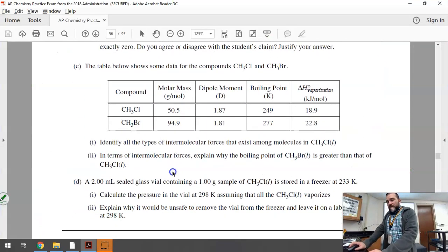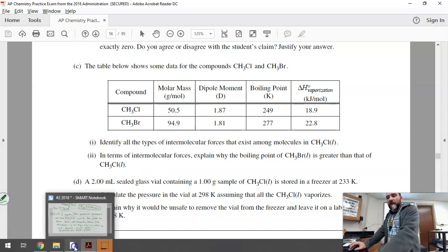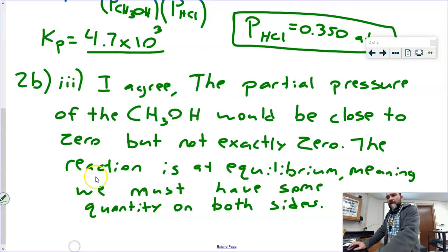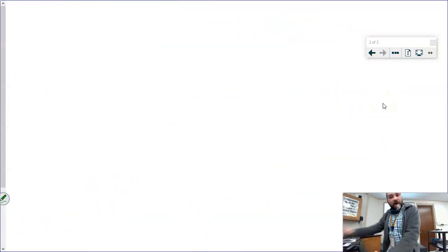Oh, we made it to C. 2C. The table below shows some data for the compounds CH3Cl and CH3Br. C1. Identify all the types of intermolecular forces that exist among molecules in CH3Cl. Okay, so they want the intermolecular forces. We just need to identify them. That's not bad. That doesn't require a long-winded explanation. We can just kind of point them out.